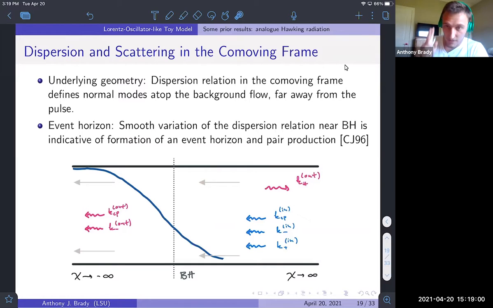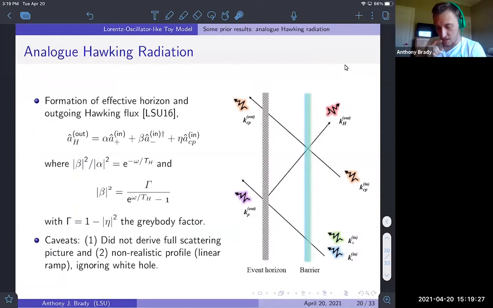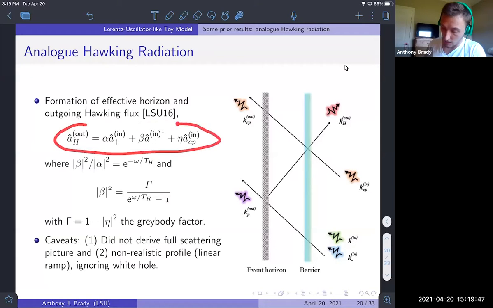However, you can induce what seems to be an event horizon by introducing a profile here, where as you enter this region, only downstream modes are permitted. In this paper by Linder, Schutzhold, and Unruh, they consider only a very simplistic model of a linear profile. These are some prior results that they had. Under this assumption of a linear profile for this traveling index perturbation, they derived, for example, the outgoing Hawking flux, the emission of this effective horizon that forms, analytically and directly. This is, for example, the outgoing mode relation.